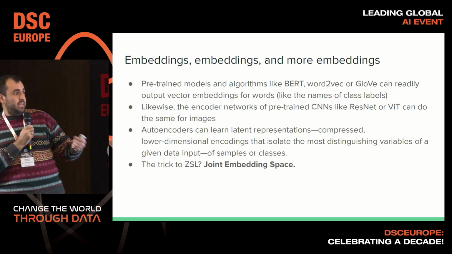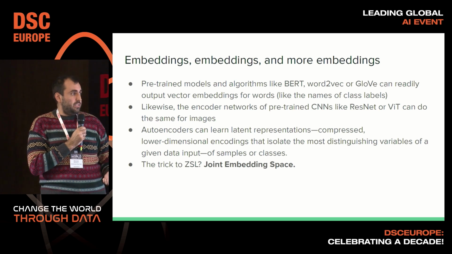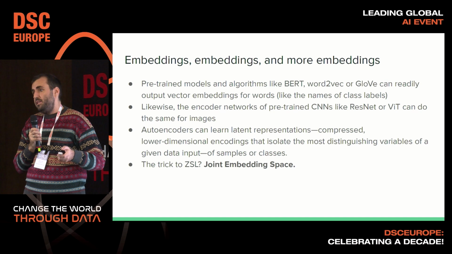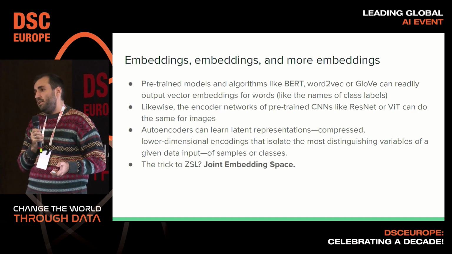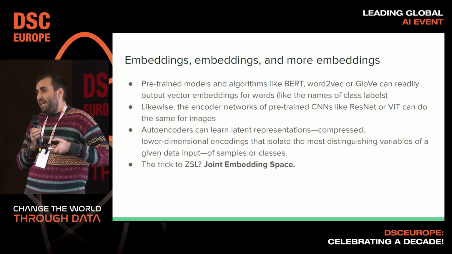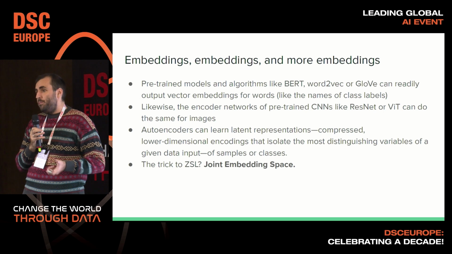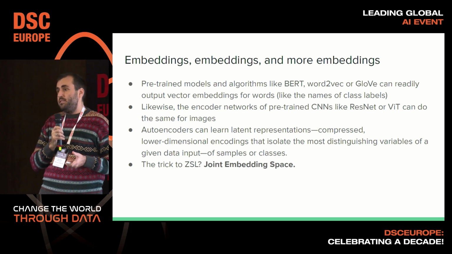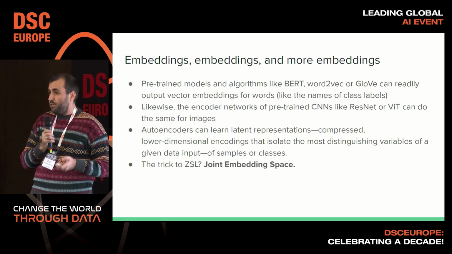So the main trick of zero-shot learning is, okay, we have this image model, it gives us some embedding. We have this large language model, it gives us some embedding. How can we combine them? And the trick is to use a joint embedding space. That means both models will share it during training.